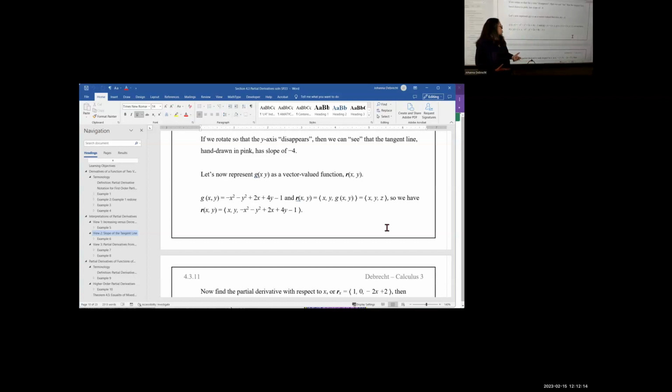Really, all we're doing is taking the equation for z, which is our g, and putting it here as the third component, and letting x be the first component and y be the second component. So it's almost like writing the equation, but saying use x for that independent variable, y for that independent variable, and this is the function z that depends on x and y.